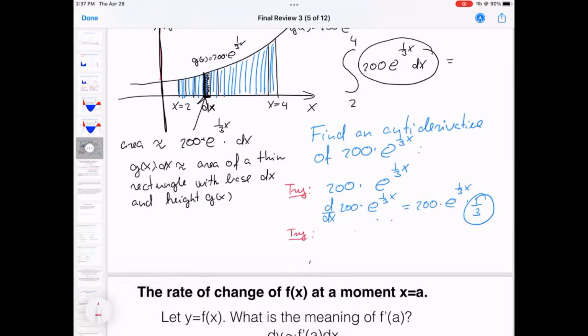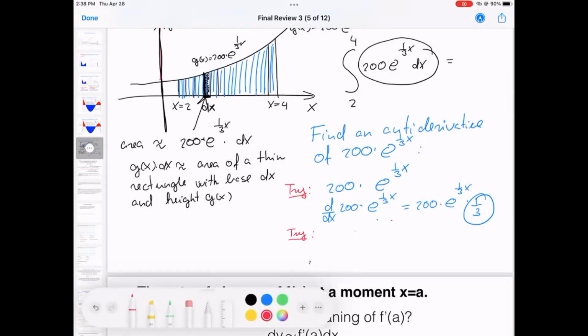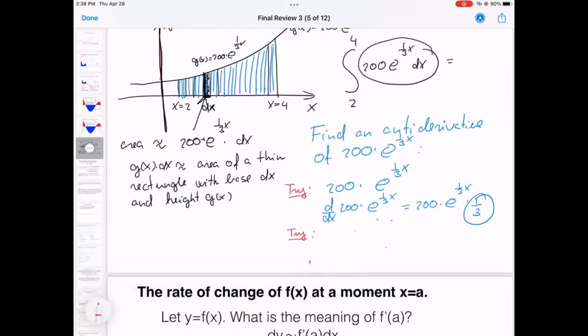So this one doesn't quite work, 200 times e to the 1/3 x, because when you take the derivative, I get an extra 1/3 multiple. So how should I adjust my antiderivative? Multiply by 3. So that would be 600 times e to the 1/3 x, and that would work. Once you take the derivative, that's really an antiderivative. So this one would work.